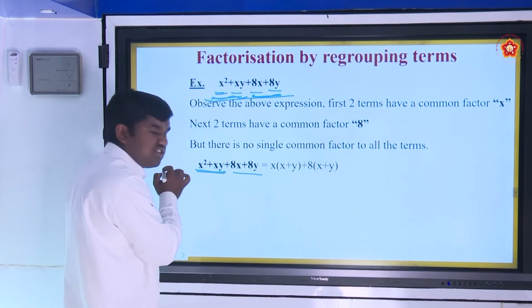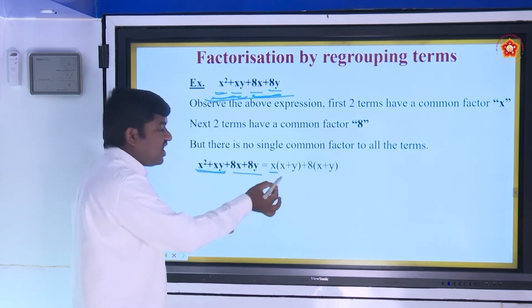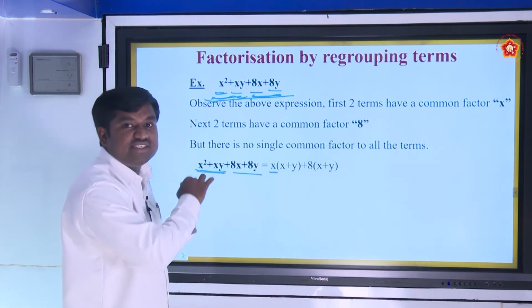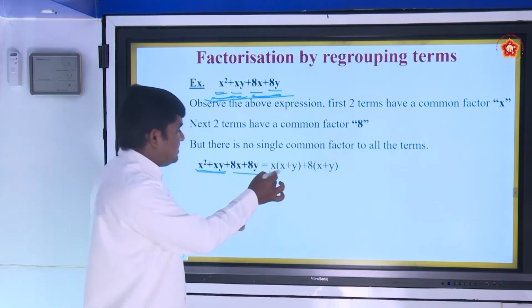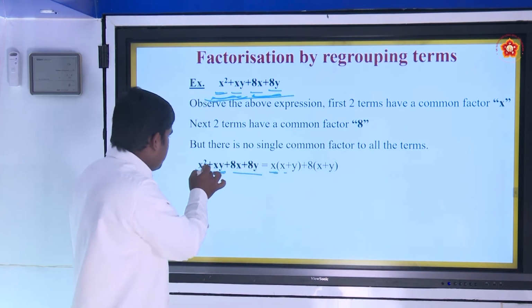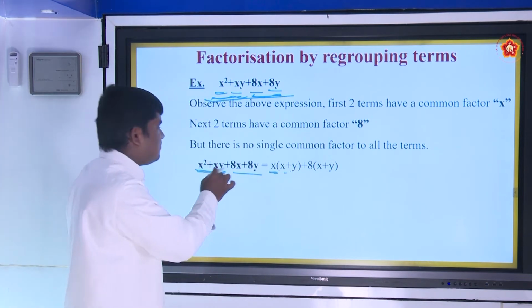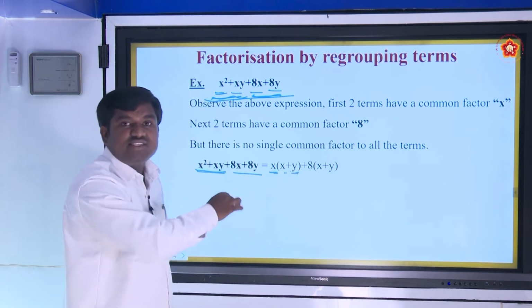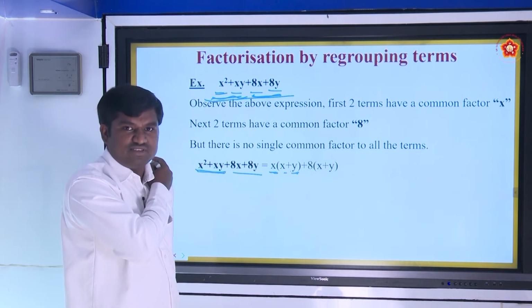In the first group, we have x as a common factor. Take out x. What is remaining here? x square can be written as x into x. So if you take out x in x square, x is remaining. Then plus sign. In xy, if you take out x, what is remaining? y is remaining. Then x into x plus y we get from the first 2 terms.